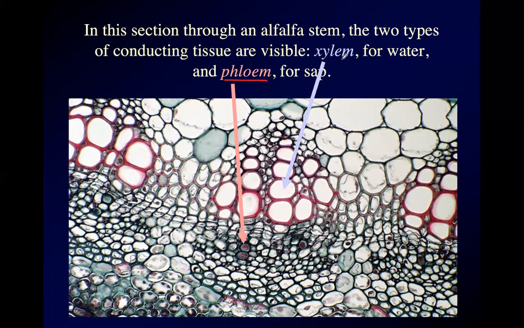So xylem refers to the tissue that transports water, usually from the roots up. Xylo or xylate, by the way, is Greek for wood. You might have heard of a xylophone. That's an instrument where you make sound by hitting bars of wood. So xylophone means wood sound in Greek. So xylem is the tissue that transports water. And yeah, the wood of a tree, by the way, is almost entirely made of xylem.